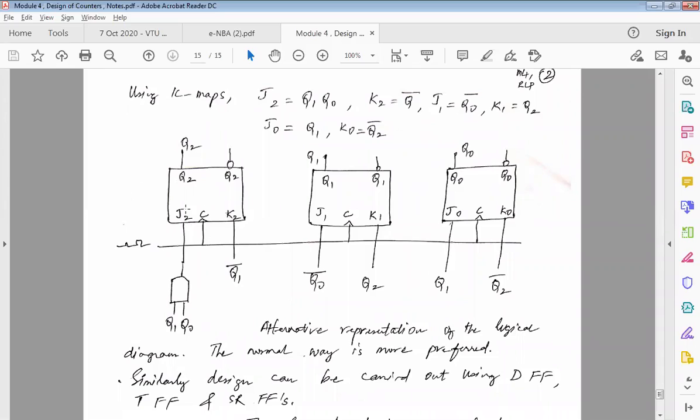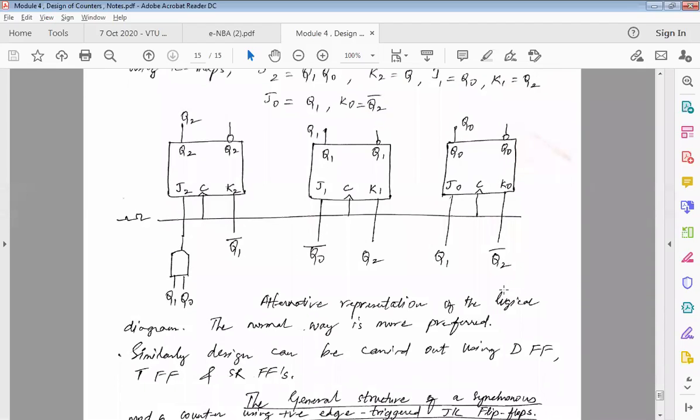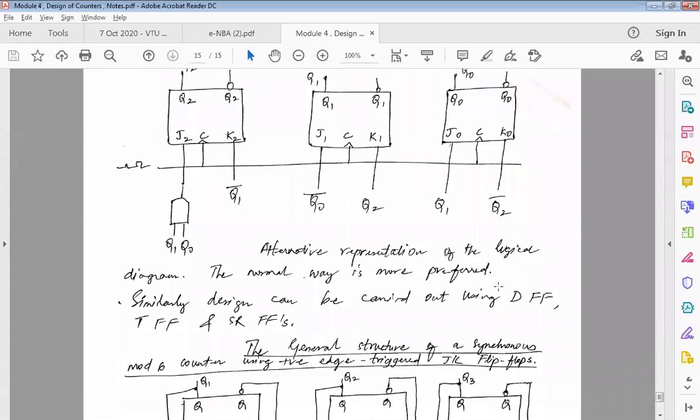Normally we used to have the clock on this side, but just for a change, I have kept it in this fashion so that you get used to these also, so that it's easy to represent the inputs at the bottom and outputs at the top. Then K2 is given Q2 bar, J1 is given Q0 bar, K1 is given Q2, J0 is Q1, and K0 is Q2 bar. This is how we represent things.